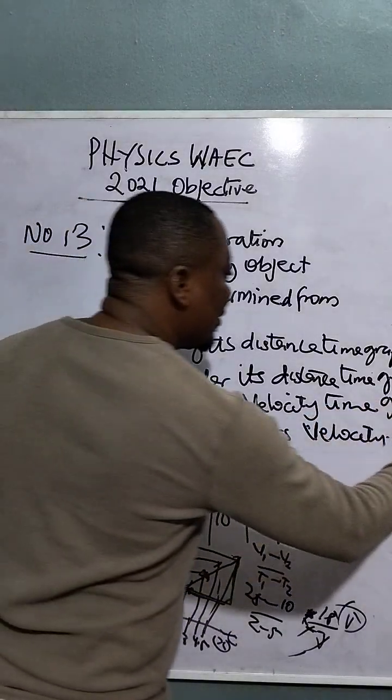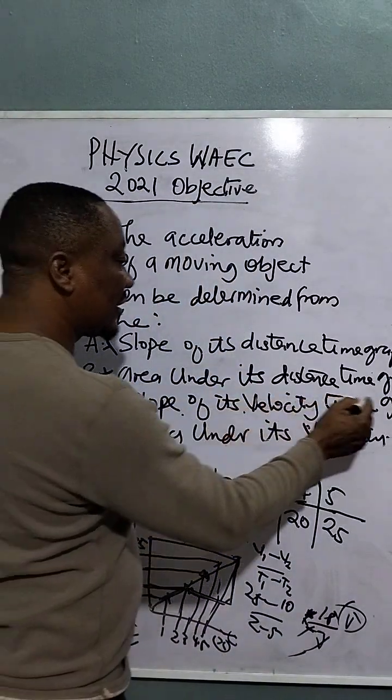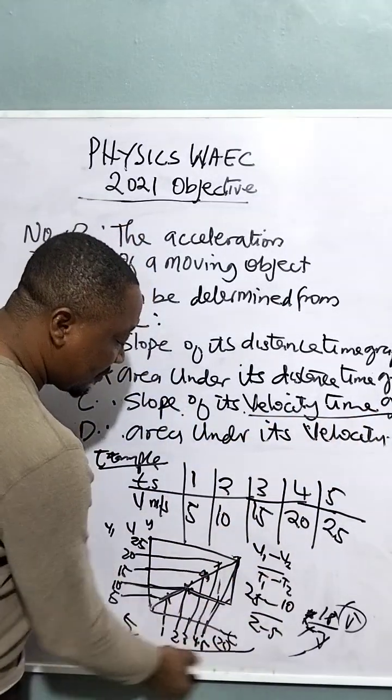So now the answer is what? C, the slope of its velocity time graph. This is the velocity time graph.